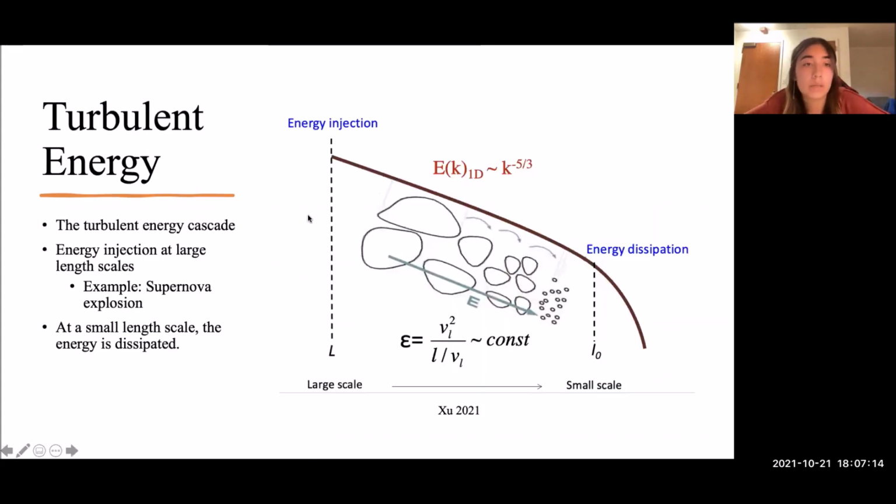And now on to turbulent energy, which will relate to our project. This diagram on the right depicts something known as the turbulent energy cascade, where if we measure on a large scale, there is a high energy, but as we measure on a smaller scale, the energy dissipates. So over here, we have an energy injection at a large length scale. An example of that could be a supernova explosion occurring near a molecular cloud. And at a small length scale, the energy then dissipates.